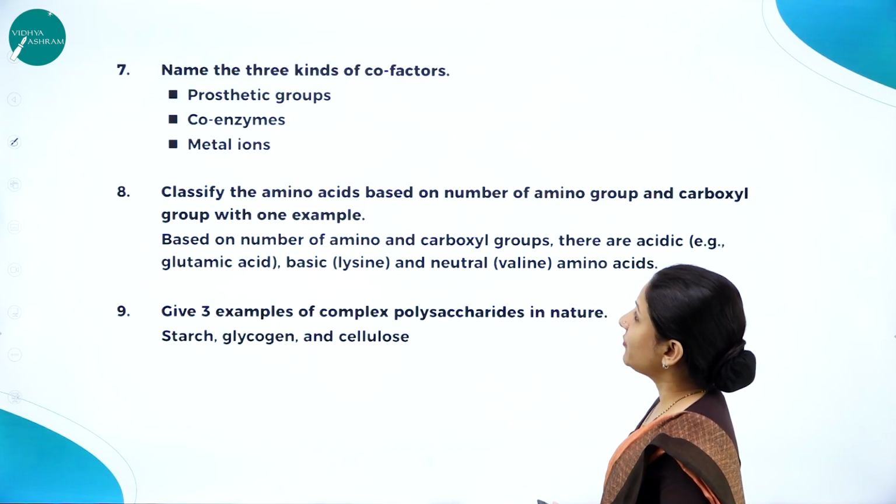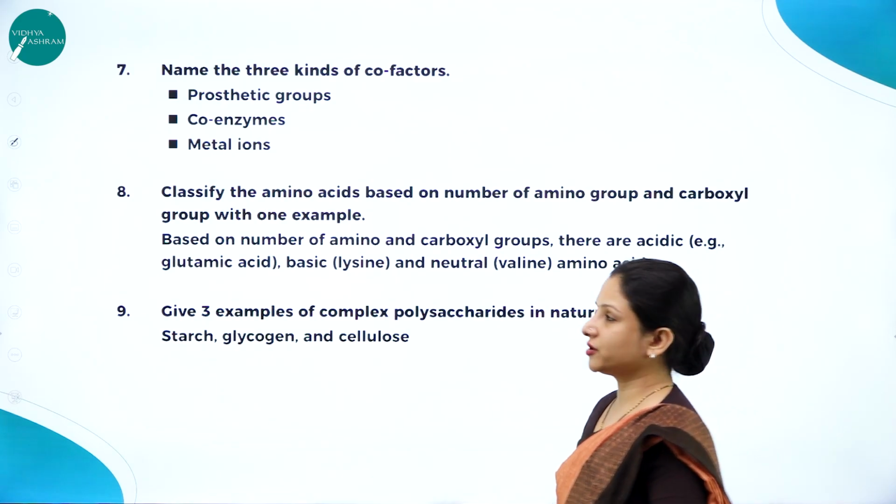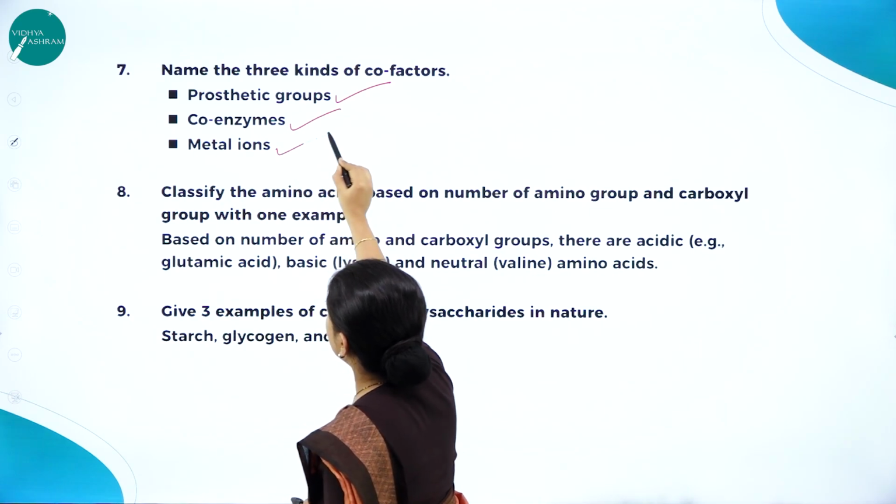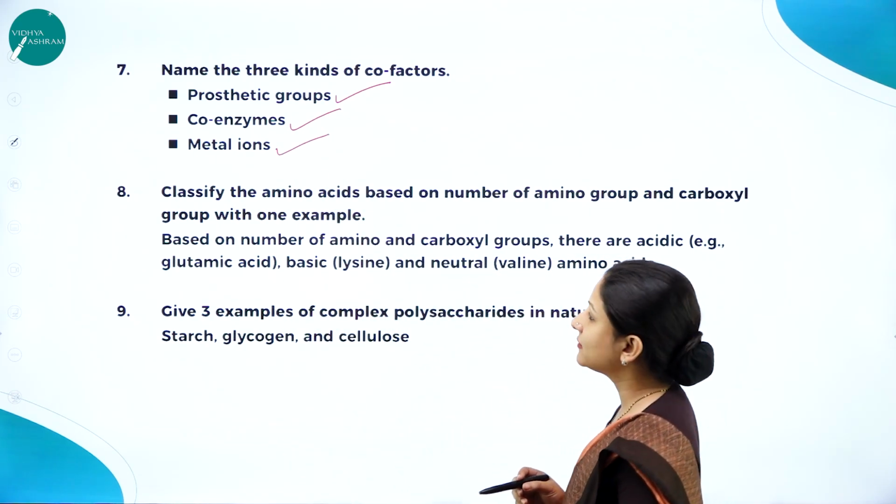So next question. Name the 3 kinds of cofactors. So the 3 kinds of cofactors are prosthetic groups, coenzymes, metal enzymes. So 3 you write, you will get 3 marks.